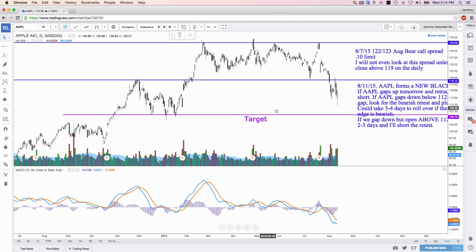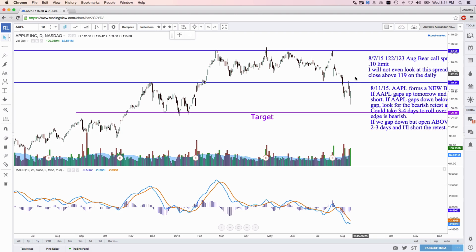I think you guys are going to like this. You're going to like this trade. So first and foremost, ladies and gentlemen, Apple has made a lower low right here, and it's made a lower low on MACD. Is that divergence, yes or no? And the answer is nope. No, it is not. It is not divergence.